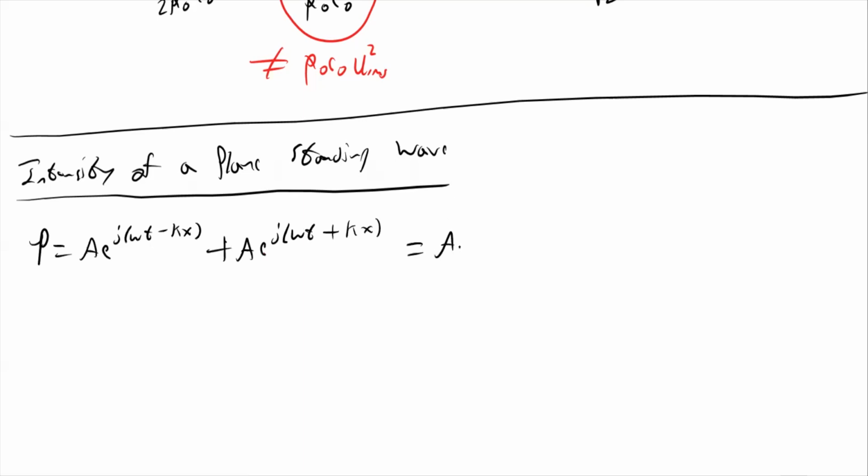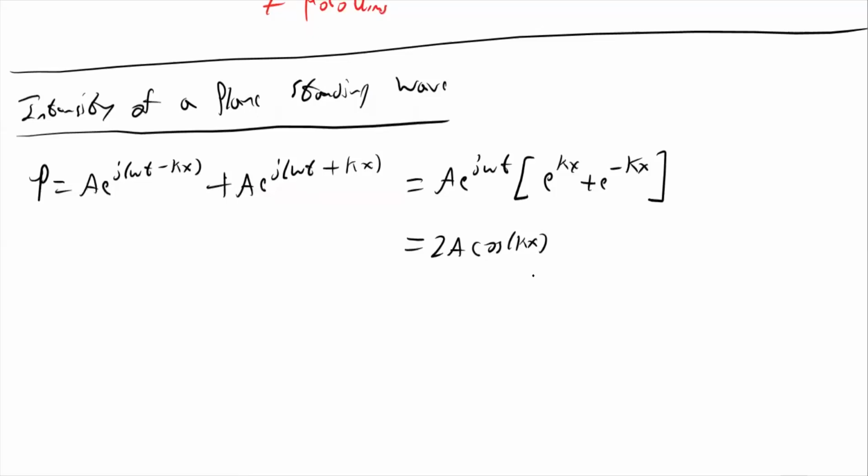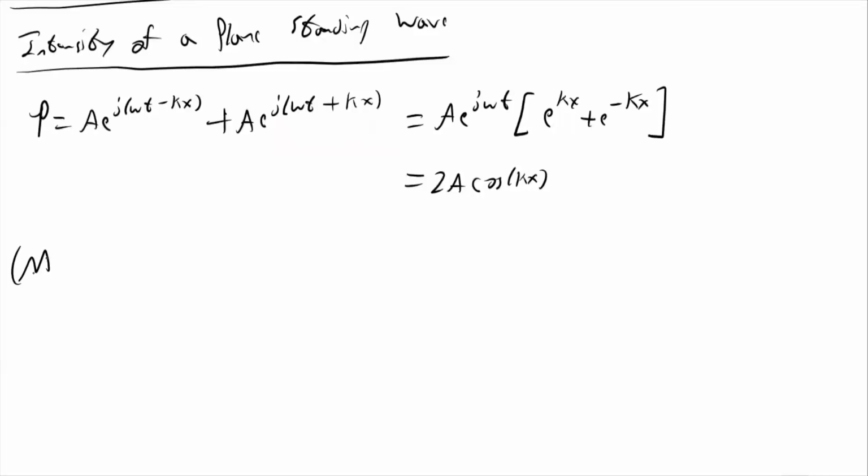We can actually write this as A e to the j omega t times e to the jkx plus e to the minus jkx, which we can write as 2A cos kx, if you recall the definition of cosine in terms of complex exponentials. Okay, so for a plane standing wave, we don't have a convenient form of impedance relation, so we need to appeal to the momentum equation, which, in its linearized version, since we're looking at a plane wave and it's not a vector, states rho naught du dt is equal to negative dp dx.